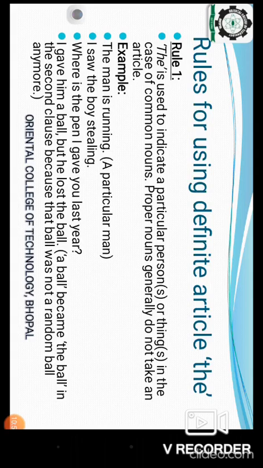Rules for using definite article the. Rule number 1. The is used to indicate a particular person or persons or thing or things in the case of common nouns. Proper nouns generally do not take an article. Example, the man is running, a particular man. I saw the boy stealing. Where is the pen I gave you last year? I gave him a ball, but he lost the ball. A ball became the ball in the second clause because that ball was not a random ball anymore.